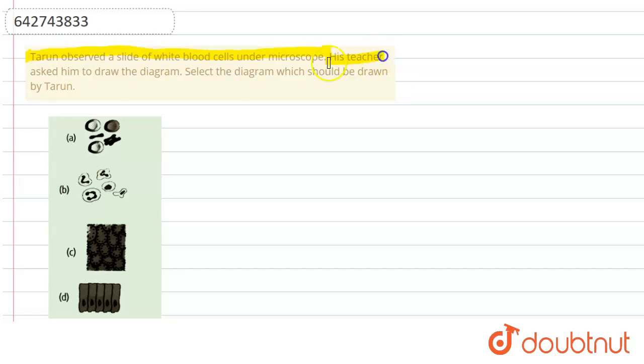The question here is that Tarun observed a slide of the white blood cells under the microscope. His teacher asks him to draw the diagram. Select the diagram which would be shown by Tarun here, right? So let's see the explanation now.